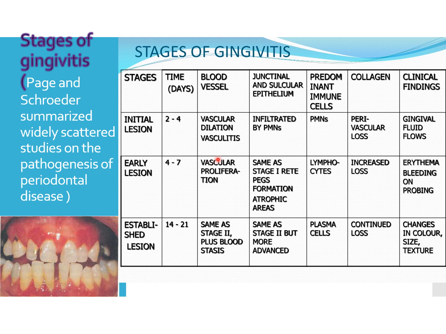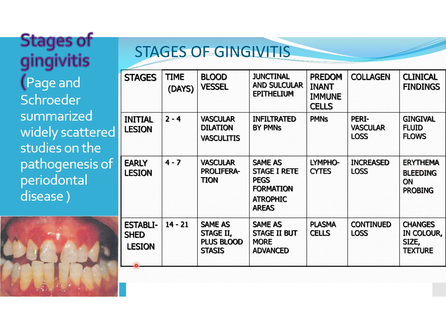Coming to the vascularity, there will be vascular proliferation. The junctional and sulcular epithelium will be infiltrated by PMNs, and there will be stage 1 rete peg formation, and atrophic areas will be more in the early lesion. The predominant immune cells are lymphocytes, and there will be increased loss of collagen. The clinical findings will be erythema, that is the redness of the gingiva, and bleeding on probing can be seen.